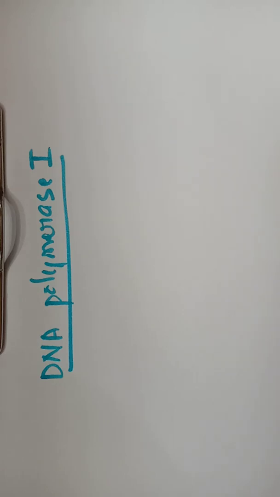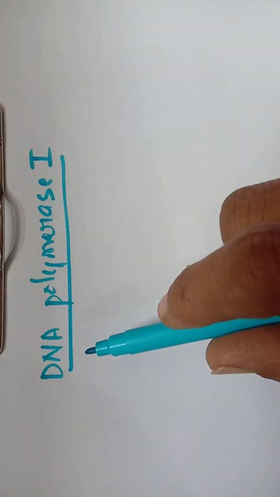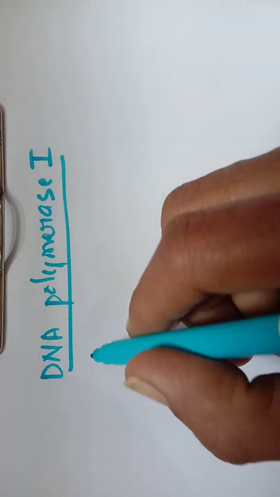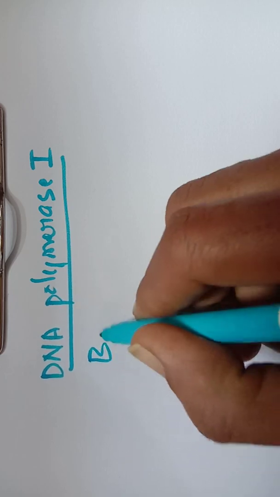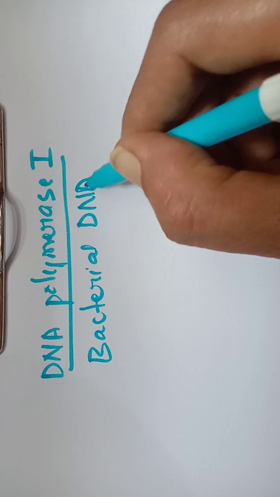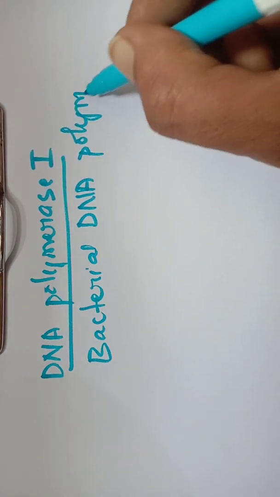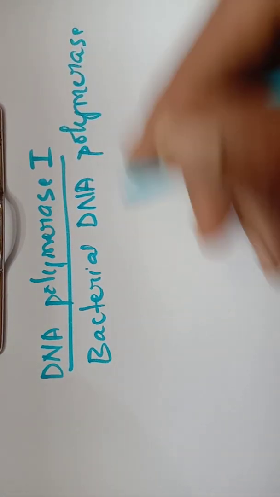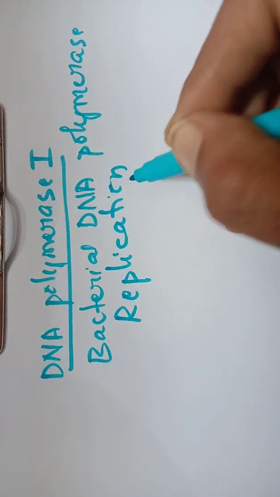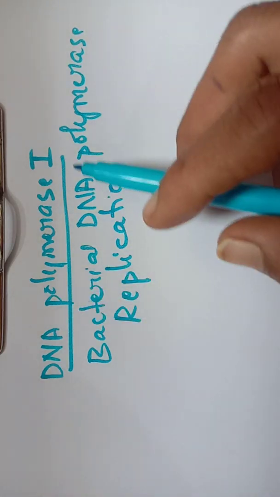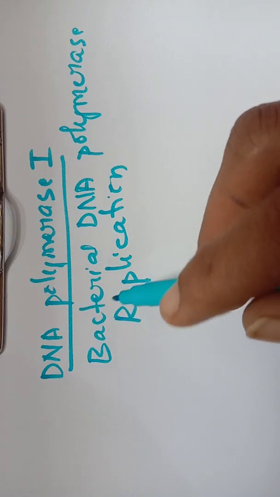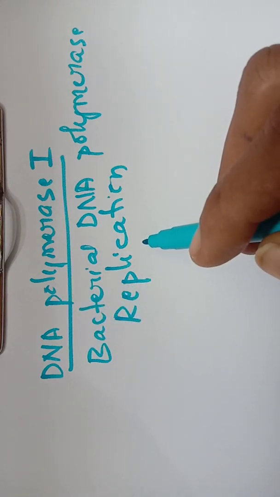In continuation with the last class, we are discussing today about DNA polymerase 1. This is a classical DNA polymerase present in bacteria. It is one of the important polymerases used in replication in bacteria. So the source of this particular DNA polymerase is bacteria. It is a bacterial DNA polymerase involved in the replication process.